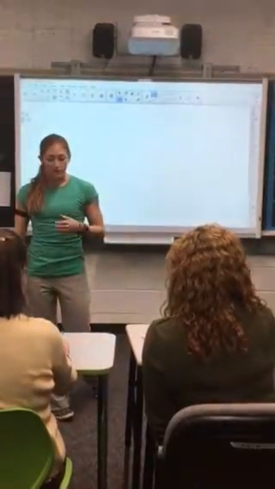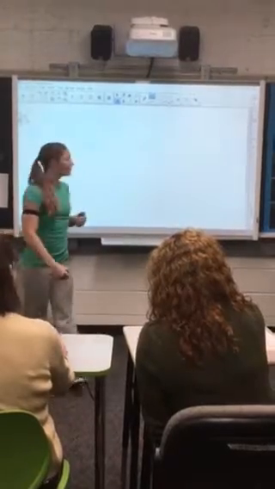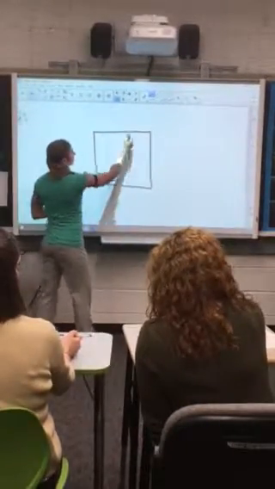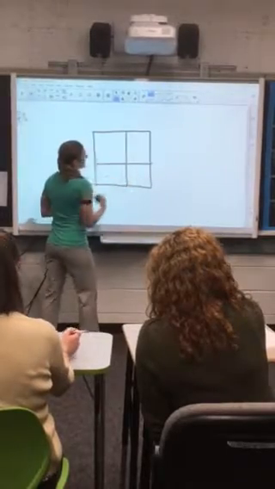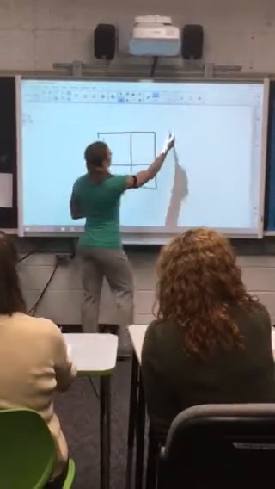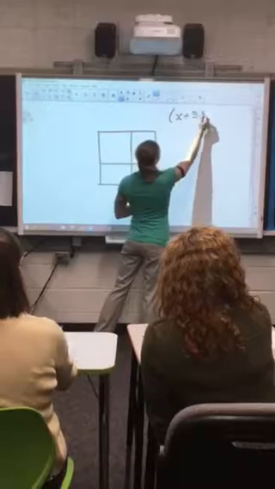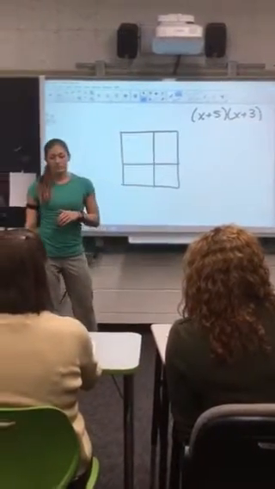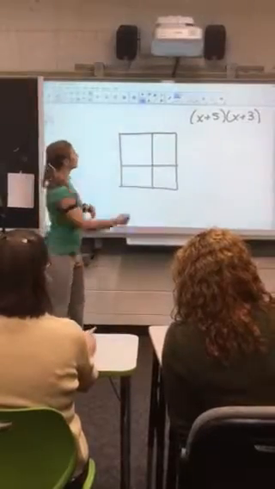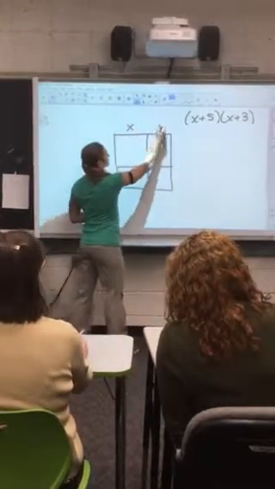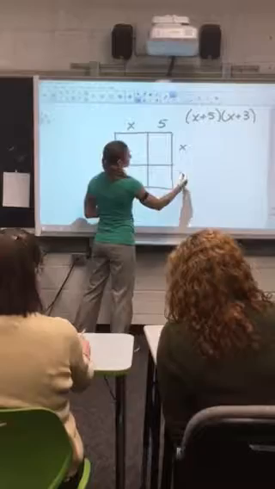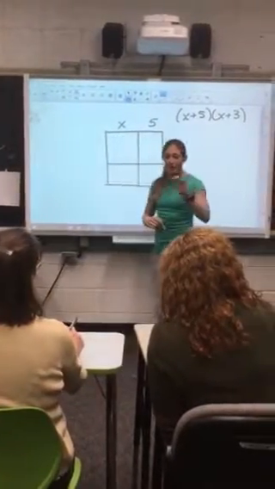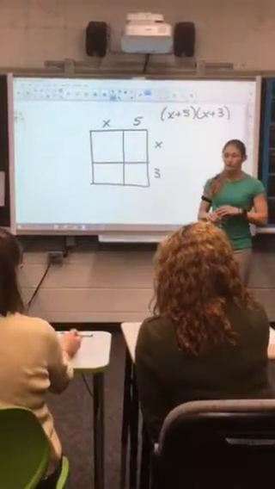So we're going to look at part B next, and we want to set it up the same exact way. So we're going to draw that rectangle again, and then we're going to place the terms of the binomials the same way we did last time. So in B we have x plus 5 times x plus 3. So I'm going to take each binomial and separate it. I have x plus 5, x plus 3. Kind of the same way we did that 10 plus 5 and 10 plus 3 in the last problem.